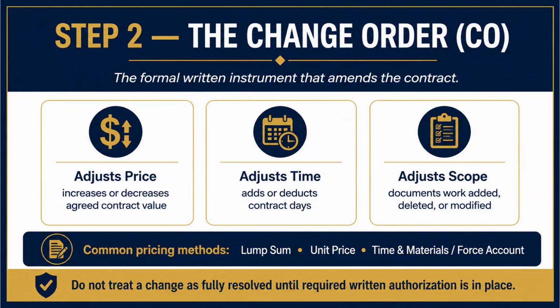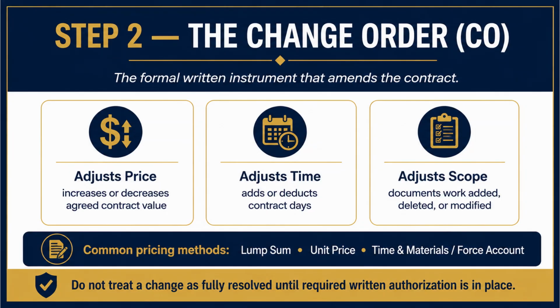Step 2. The change order. The formal written instrument that amends the contract. This is the real thing. The signed document that actually modifies your agreement. A change order adjusts 3 things, and only 3 things, so know them cold. It adjusts price, increases or decreases the agreed contract value. And note, change orders can go down, not just up. Deleted scope is a deductive change order.